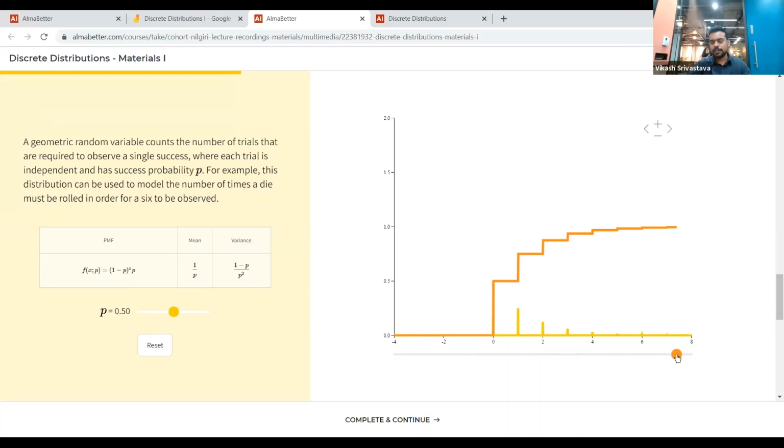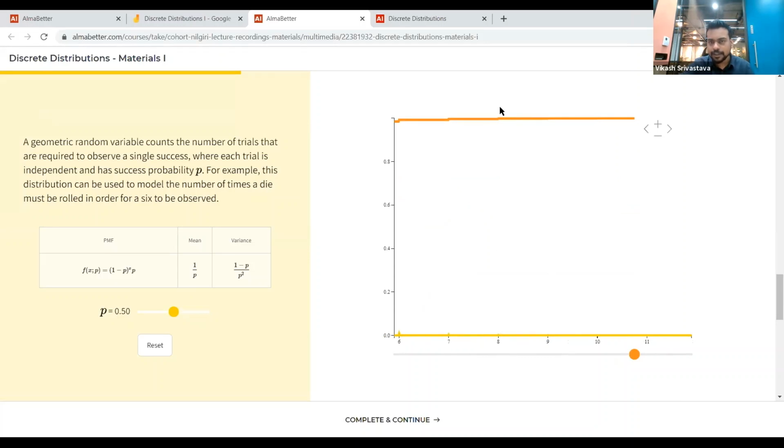And as you can see, there is a very teeny tiny possibility. If I magnify this, you can see a very slight jump for 8. So at least you'll need, let's say, 8 trials to get a 6. So you can just explore and experiment around with this, and you'll get the idea of the geometric distribution.